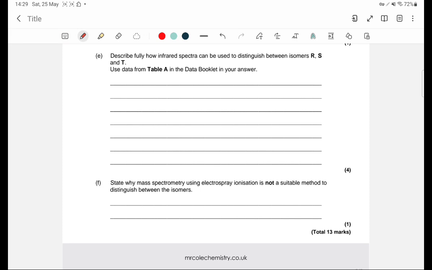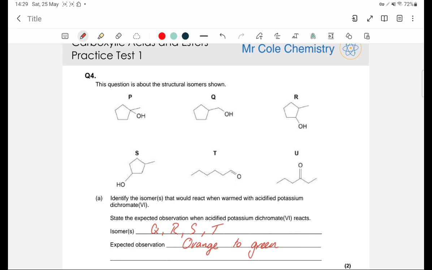For question E, you have to look at your datasheet and compare the functional groups on the isomers. R and S are both alcohols, whereas T is an aldehyde. This means that R and S will have a peak somewhere in the range of 3,230 to 3,550 due to the OH alcohol group. T will not have a peak there, but it will have a peak at 1,680 to 1,750 due to the carbonyl, due to the C double bond O.